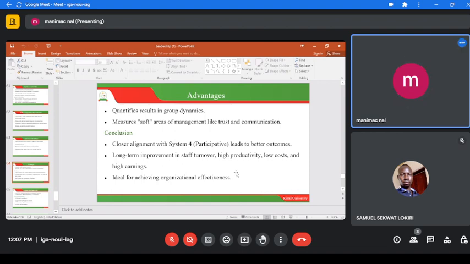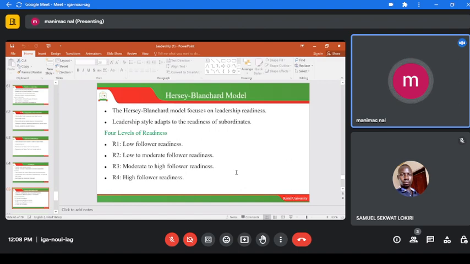Further still, ideas for achieving organizational goals are another thing. If we want to achieve them, then we must be creative. We must have very many ideas that we can use for achieving the organizational goals effectively. Further still, we shall also look at the Hersey-Blanchard model.